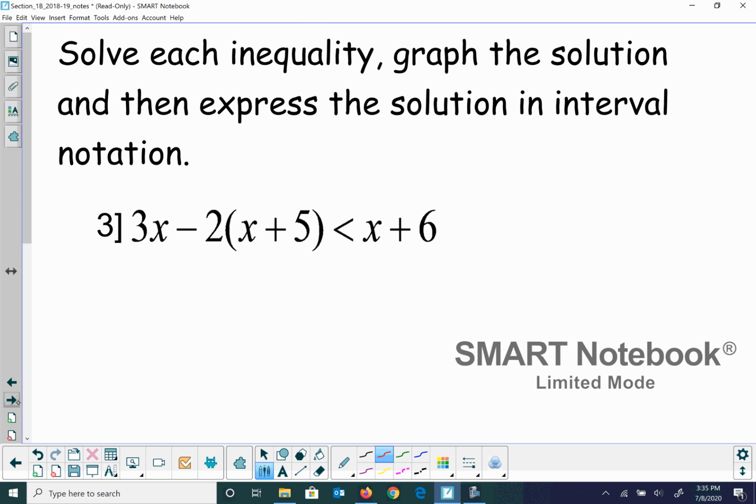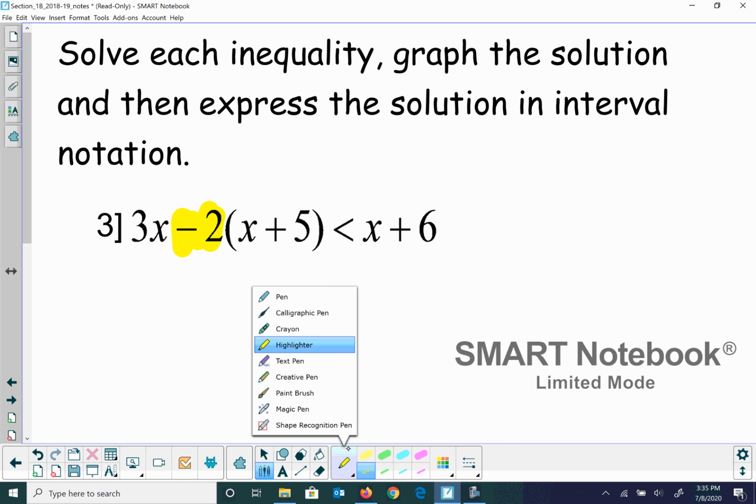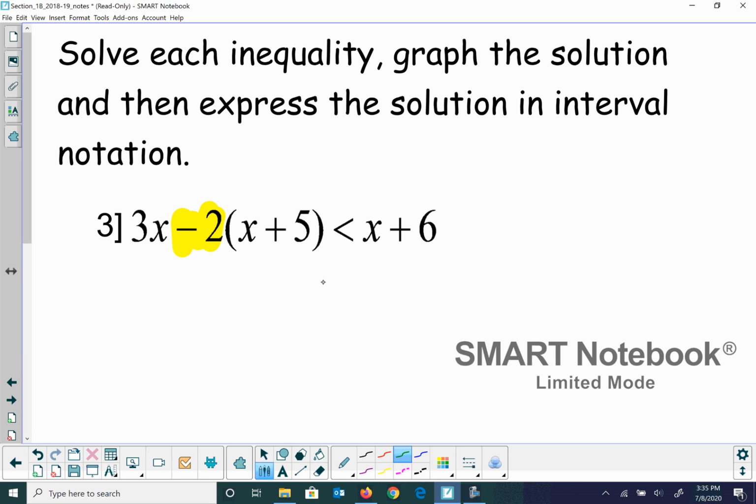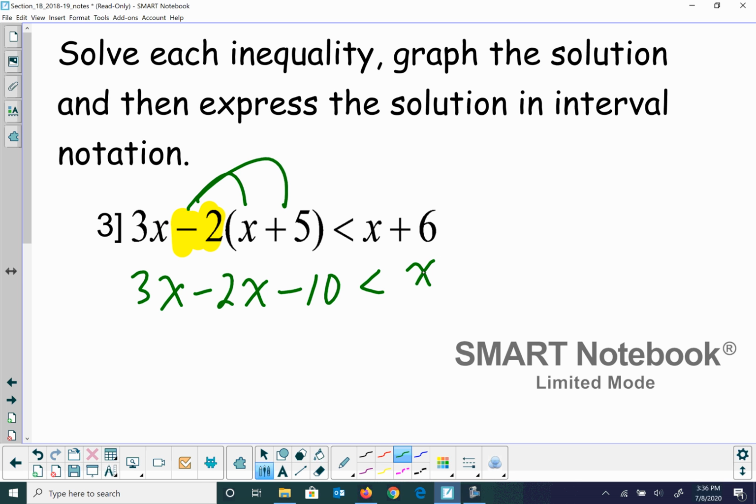Okay. All right, let's take care of this one. This one's a little trickier. One thing that we have to make certain of, and I'm going to highlight it, is what am I distributing over the parentheses? It is highlighted right now, so it should tell you. So yeah, that negative 2 has to go to both of those. So I get 3x minus 2x minus 10 is less than x plus 6.